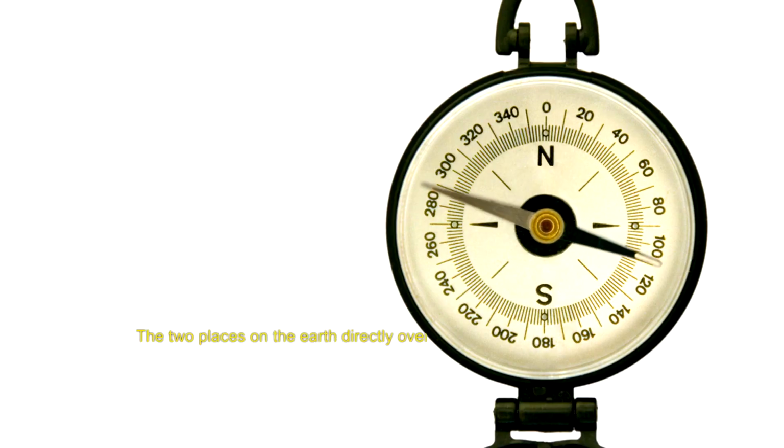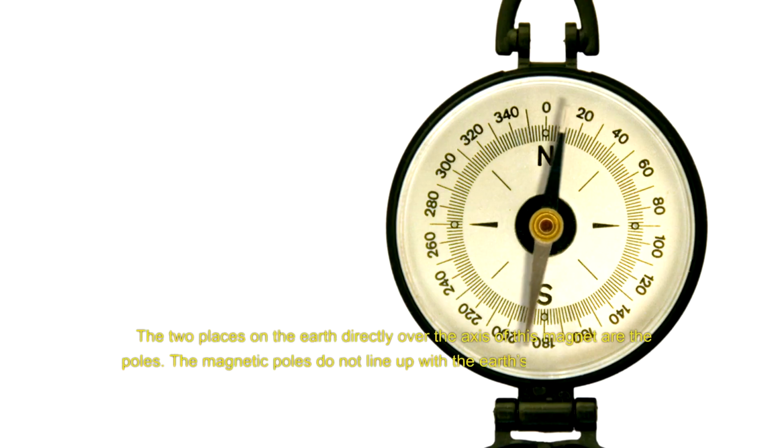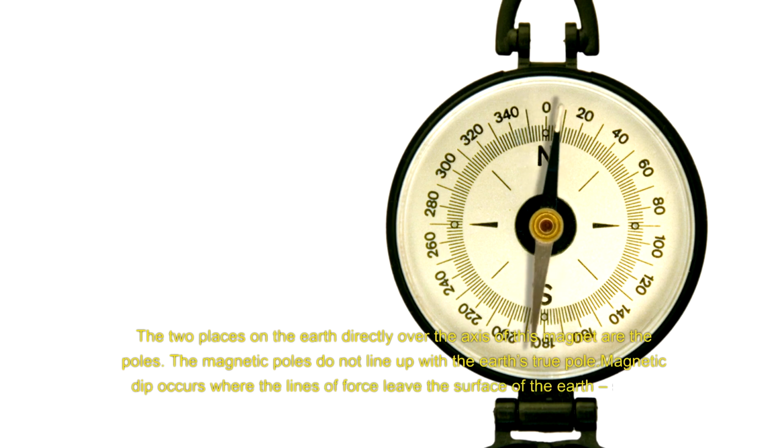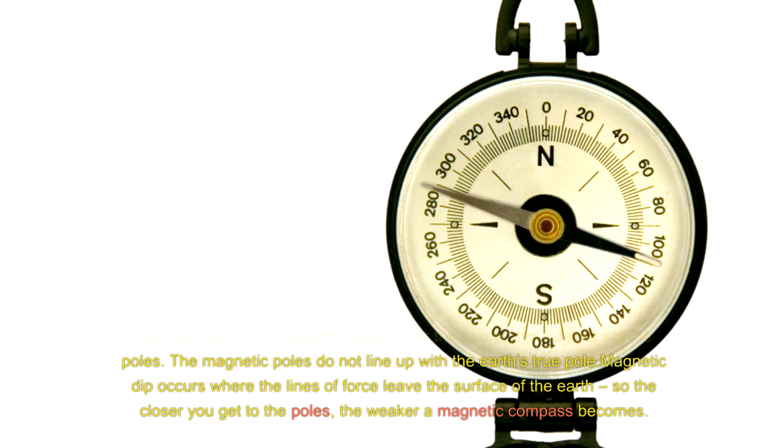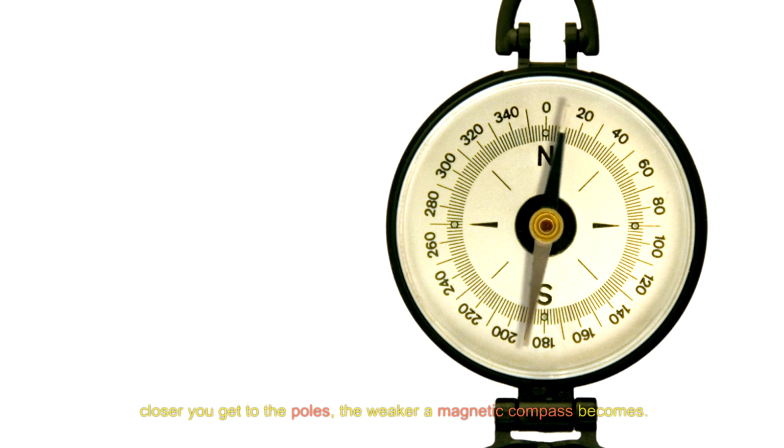The two places on the Earth directly over the axis of this magnet are the poles. The magnetic poles do not line up with the Earth's true pole. Magnetic dip occurs where the lines of force leave the surface of the Earth. So the closer you get to the poles, the weaker a magnetic compass becomes.